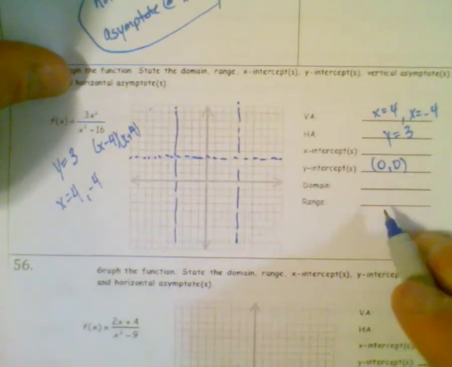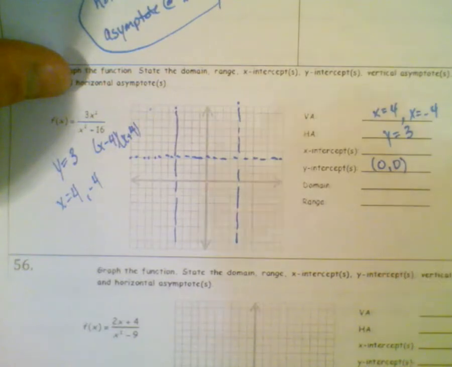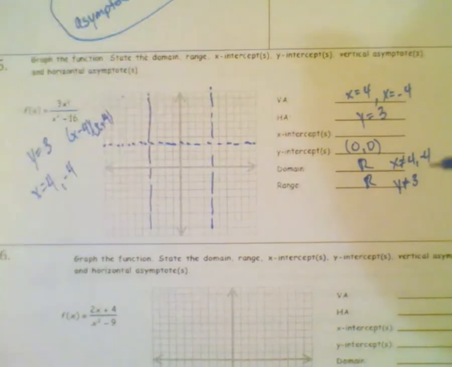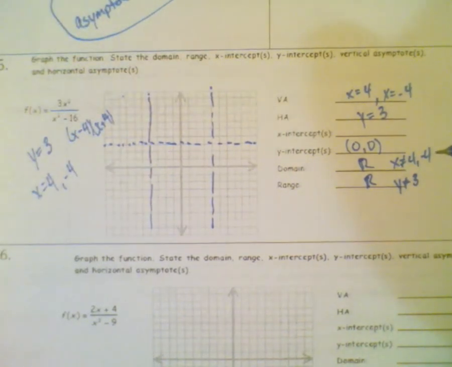And domain and range are probably going to be all real numbers, okay? Because you can plug in, well, all real numbers, excuse me. So domain is all real numbers except x can't equal 4 or negative 4 due to the asymptotes. And the range is all real numbers except y can't equal 3 because of the asymptote. Let me look at a graph quick. You kind of have to use a graph to see that.